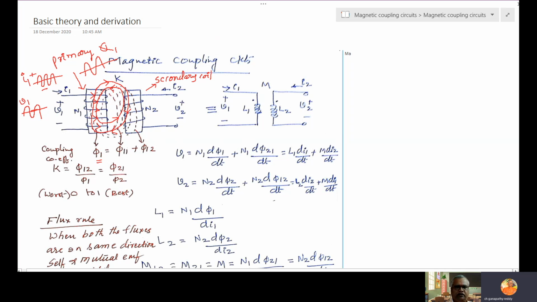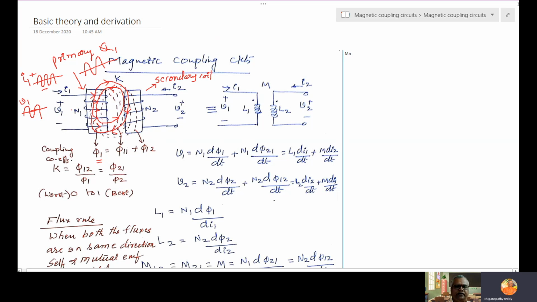Out of this phi1, some flux is cutting the N2 coil, and some flux is not cutting the N2 coil. What is cutting is phi12. What is not cutting is phi11. Phi11 plus phi12 is equal to phi1.